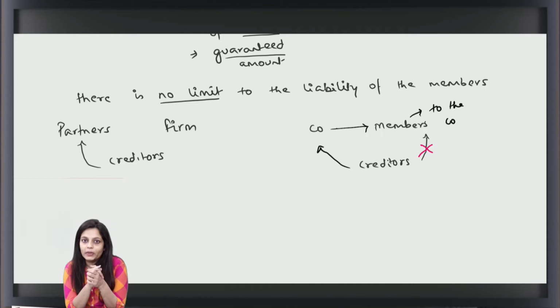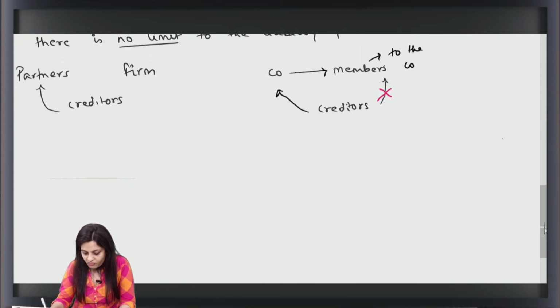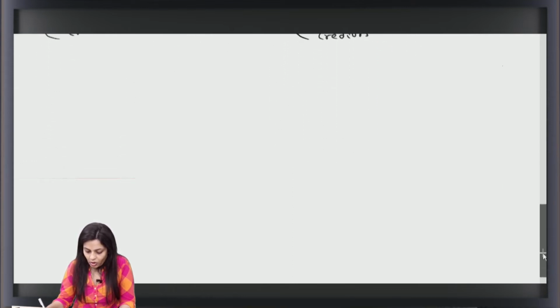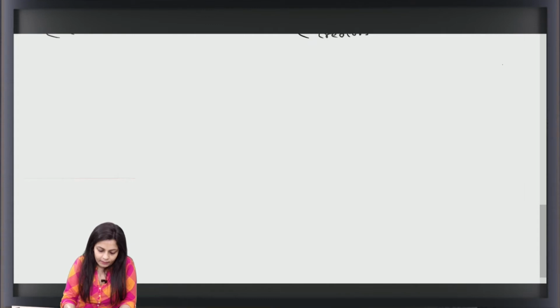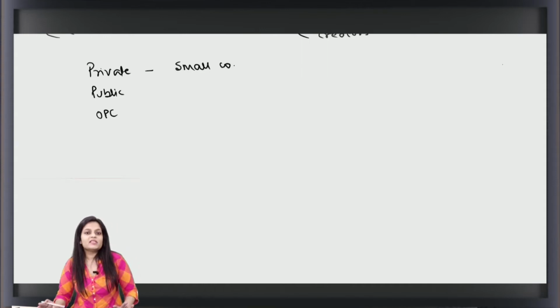So very important you can understand. So what is this next type of classification? It is based on the number of members that we have, and on that grounds we can say that the classification is private, public and OPC. Here only I'll tell you something about a private may also be a small company. So this is on the basis of size actually.